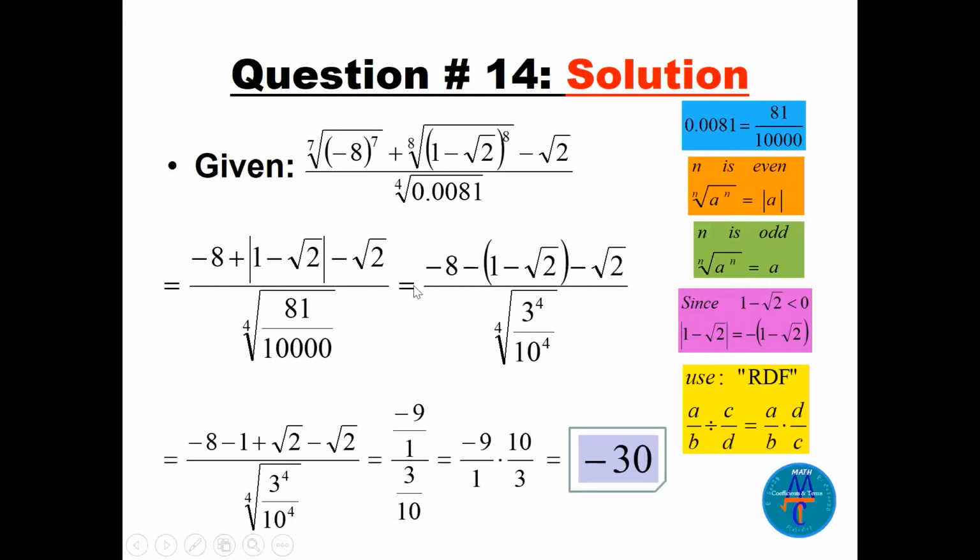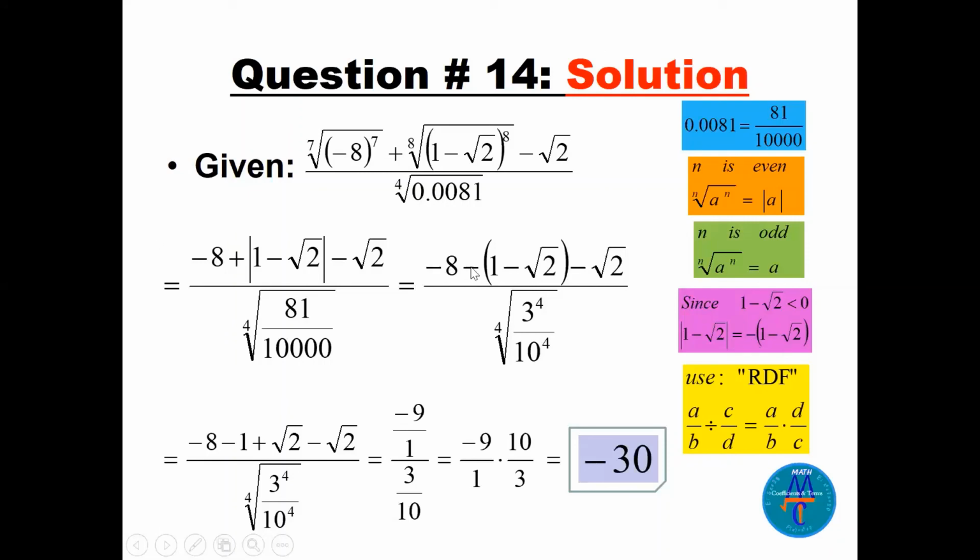Now, minus 8. Oh, another thing here. Absolute value of 1 minus square root of 2. Is this positive or negative? This is a negative number because square root of 2 is 1.4. So you have to put a minus before that to make sure it's a positive answer. See this here, we have to put a minus.